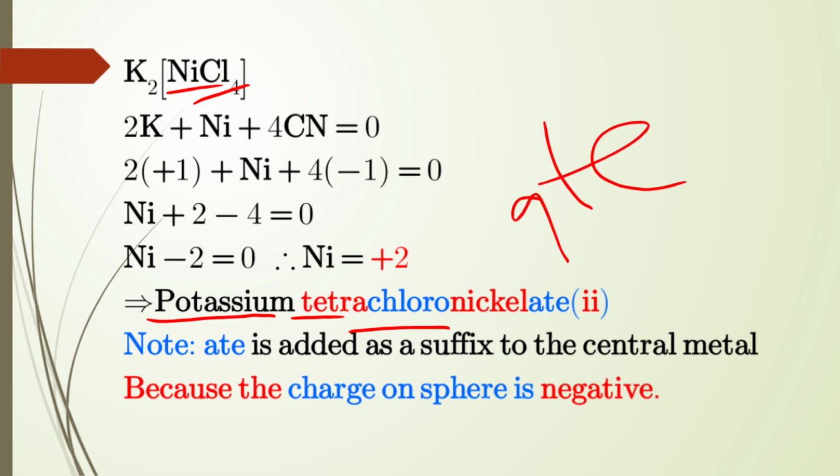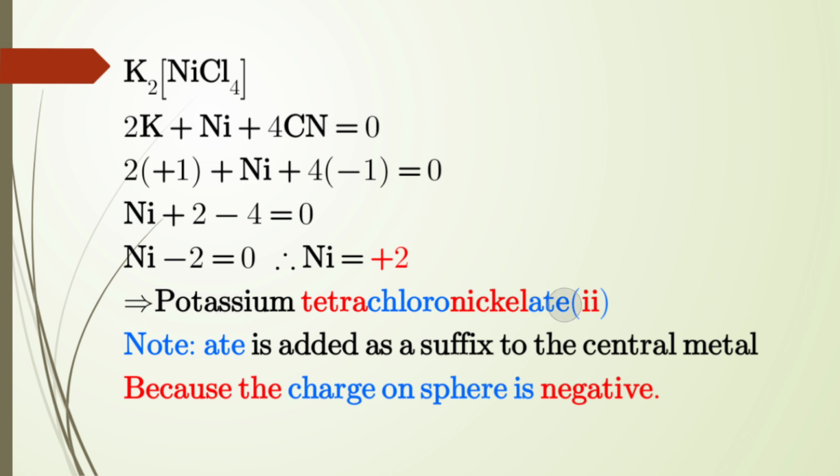This is because the coordination sphere has a negative charge. That's why the counter ion here is positive, which neutralizes the effect of this coordination sphere. I hope you understand this. So once the coordination sphere is negative, you are going to add ate as a suffix to the central metal atom. So therefore the name of this is potassium tetrachloronickelate(II), where II is the oxidation number.